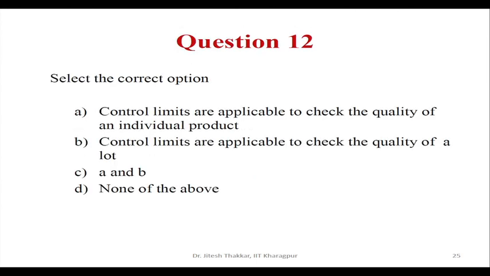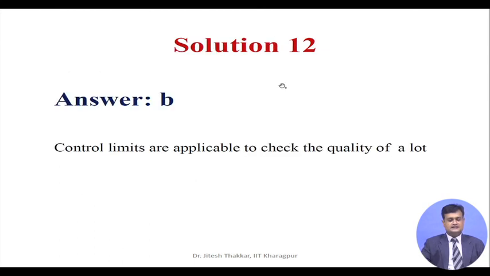Question 12. Select the correct option. A. Control limits are applicable to check the quality of an individual product. B. Control limits are applicable to check the quality of a lot. C. A and B. D. None of the above. The correct answer is B. Control limits are applicable to check the quality of a lot.